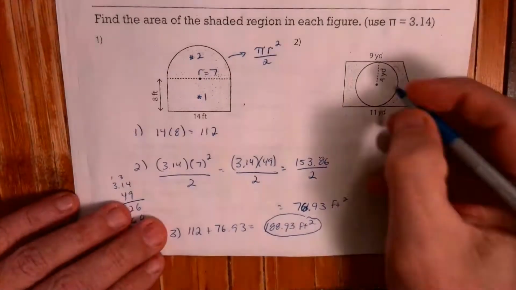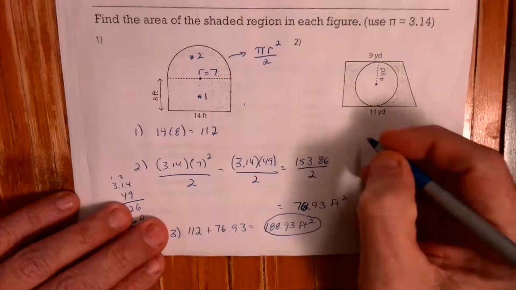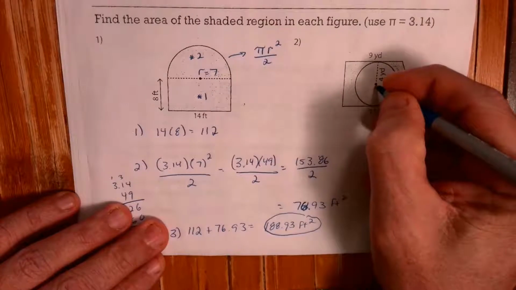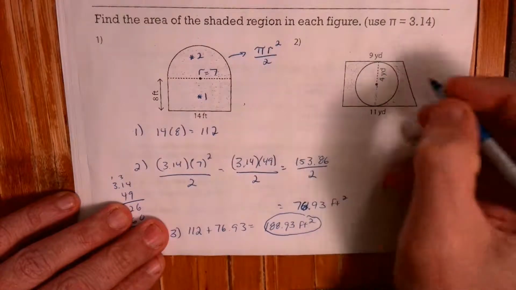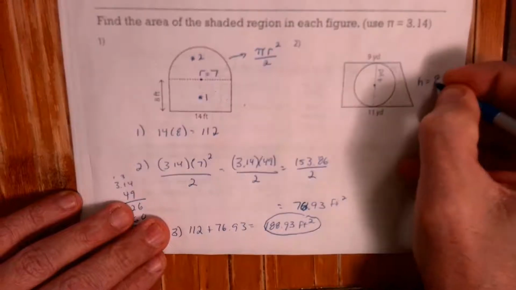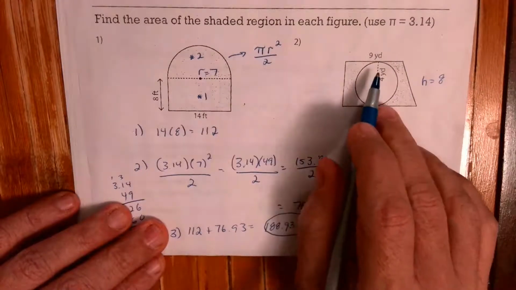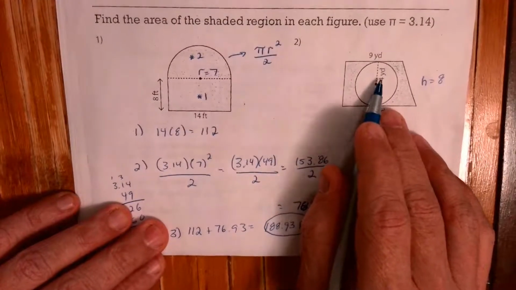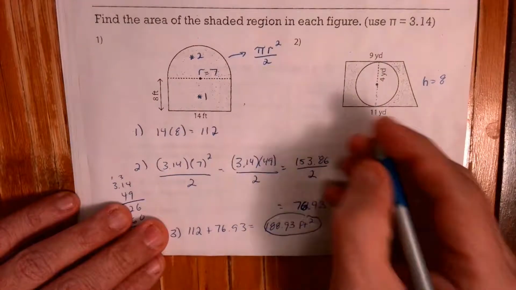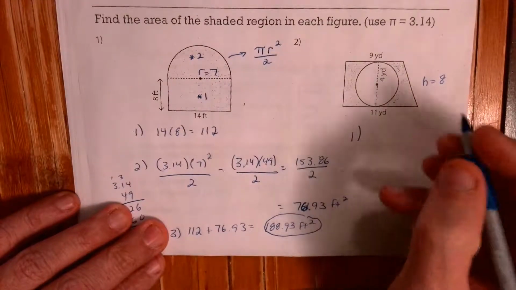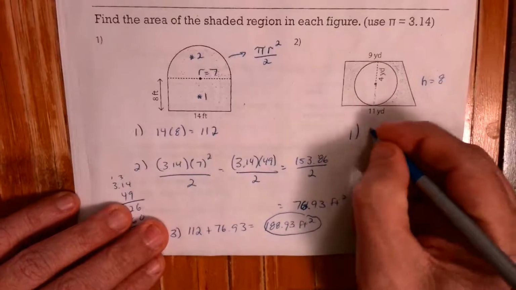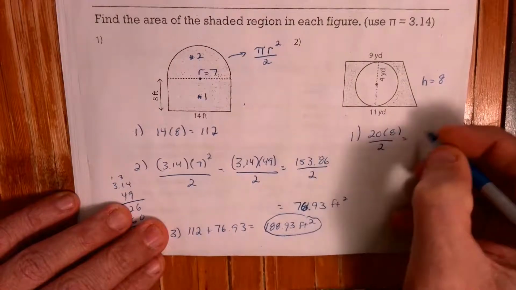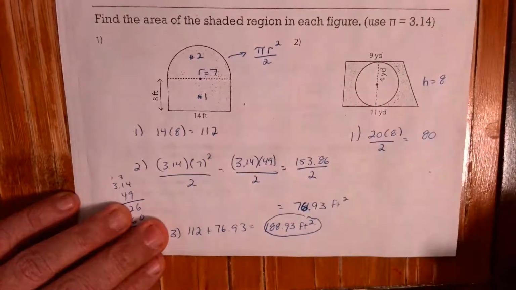Okay, so this one is also difficult because here we have a trapezoid on the outside with a circle on the inside, and we have to know that the height of this trapezoid is equal to 8. All right, here are your two bases, 11 and 9. Here's the height of the trapezoid, and they only give us the radius of this circle, which we need for the circle, but you have to know that we have two 4s here. So the height is 8, so we're going to do the area of a trapezoid, which is add the bases, that is 20, times the height, which is 8, divided by 2, which is 160 divided by 2, so the area of the trapezoid is 80.